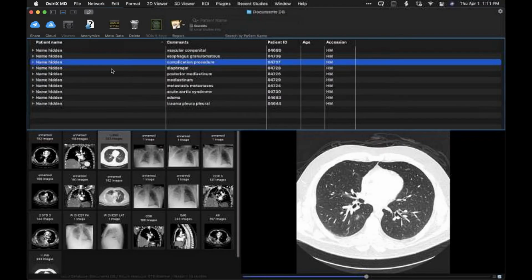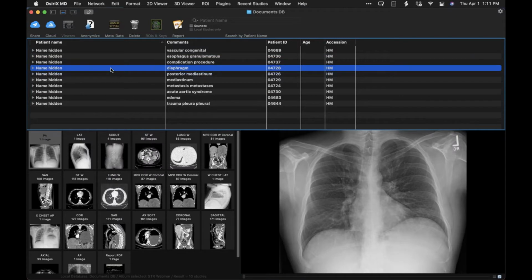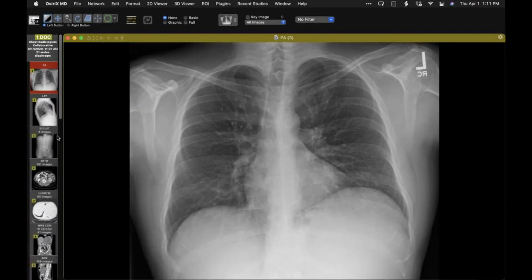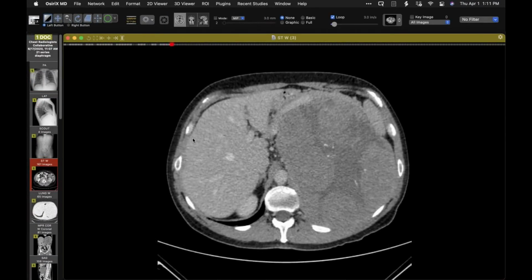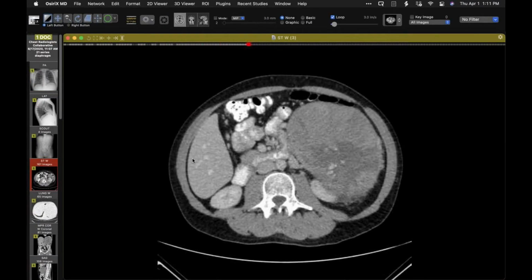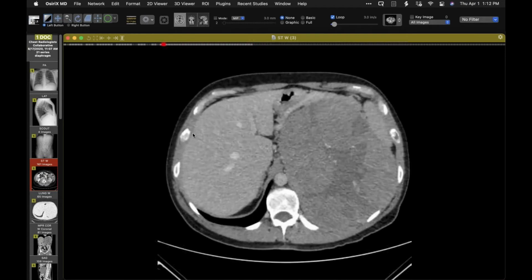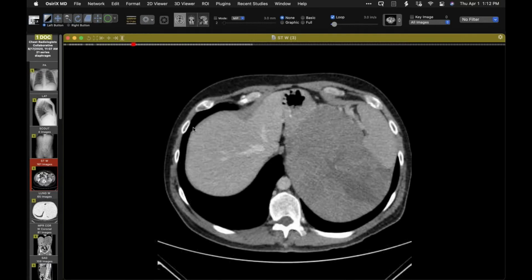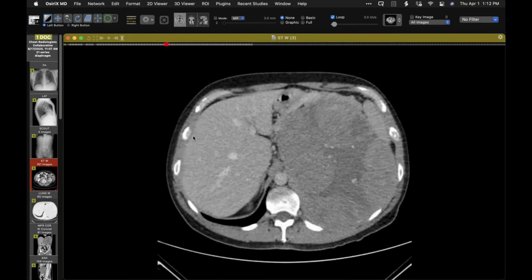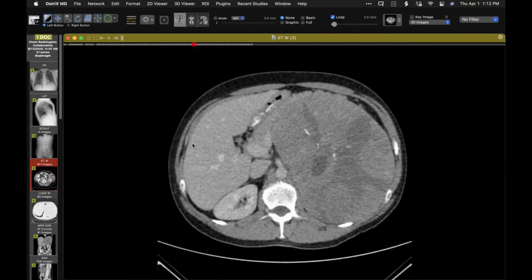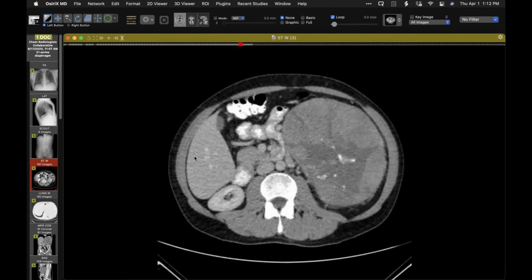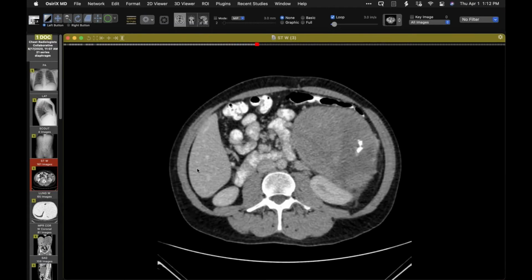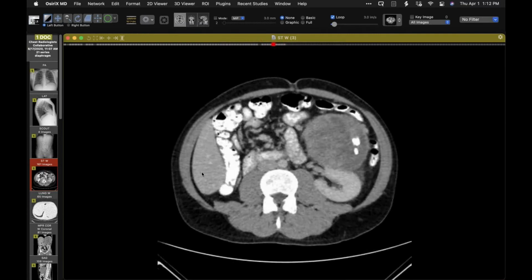Let me show you this one. Okay. So this is a patient that has a very large adrenal gland mass on the left side. And you can see its attenuation characteristics and its perfusion, maybe some calcium. Yep, definitely calcium in portions of it.